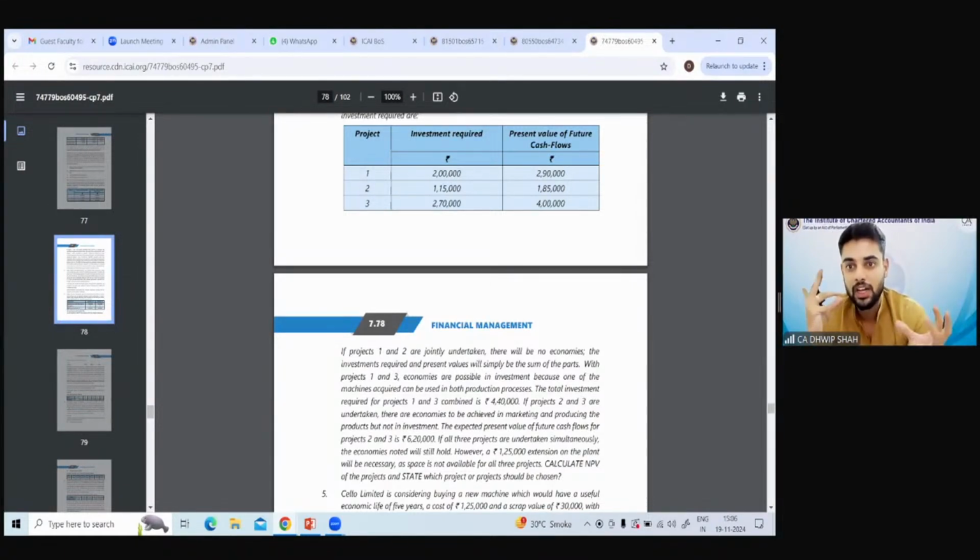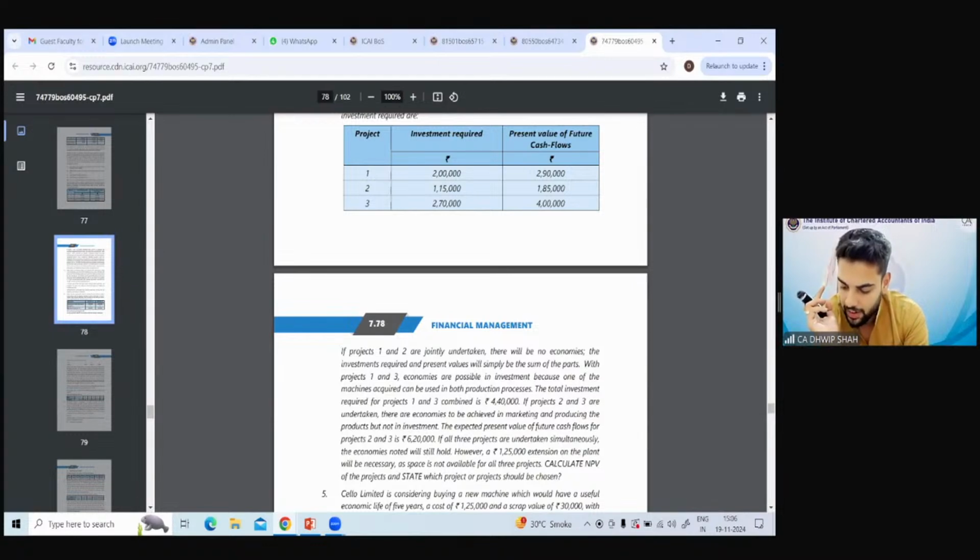Now we have to visualize if all the three projects are taken together, then the question says that the additional savings will still hold. That means there was additional savings in investment when project 1 and 3 were taken together, and additional savings in cost when project 2 and 3 were taken together. So the question says that would still hold.